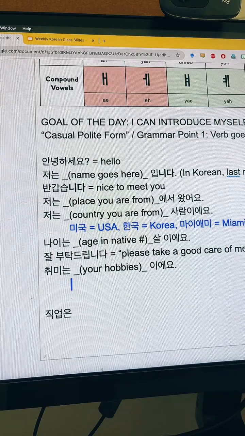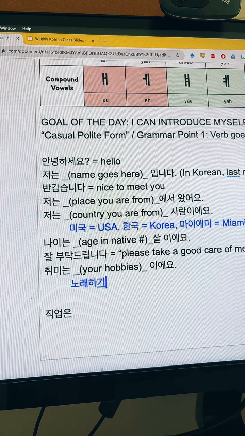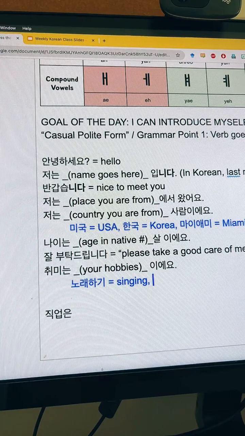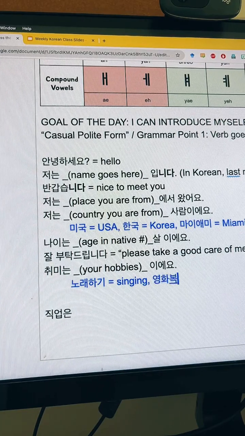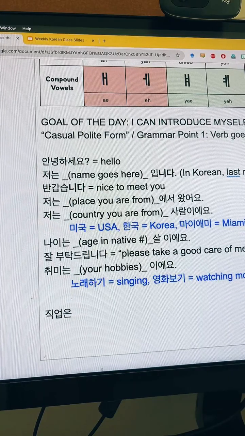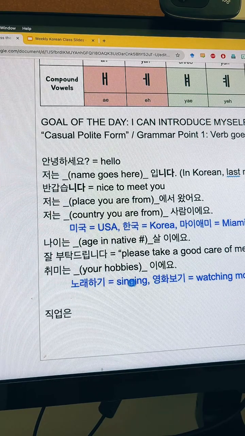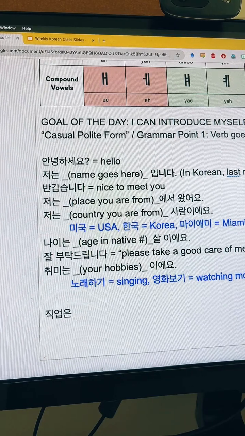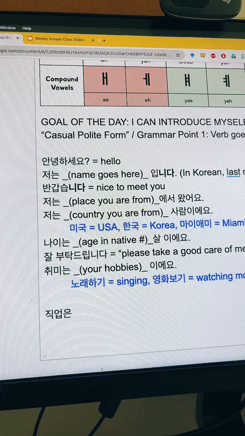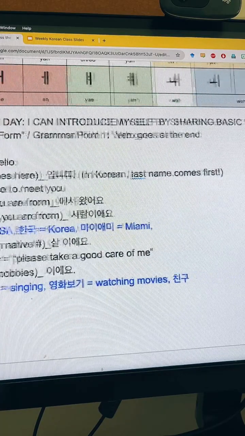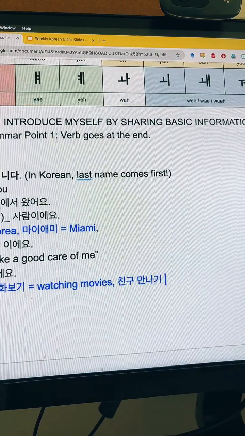Okay. So 취미. What are some 취미? Singing. 노래. 노래하기. Watching movies. 영화 보기. Going out with friends. 친구. So going out is also figurative, right? In Korean, I think, let's say 친구 만나기, to meet friends. 친구 만나기.